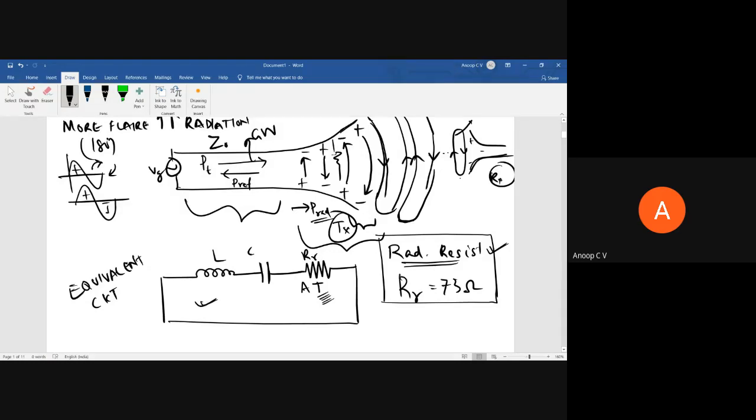Any doubt in this? So far, any doubt? So this is the equivalent circuit representation of an antenna. That is what I just want you to appreciate.